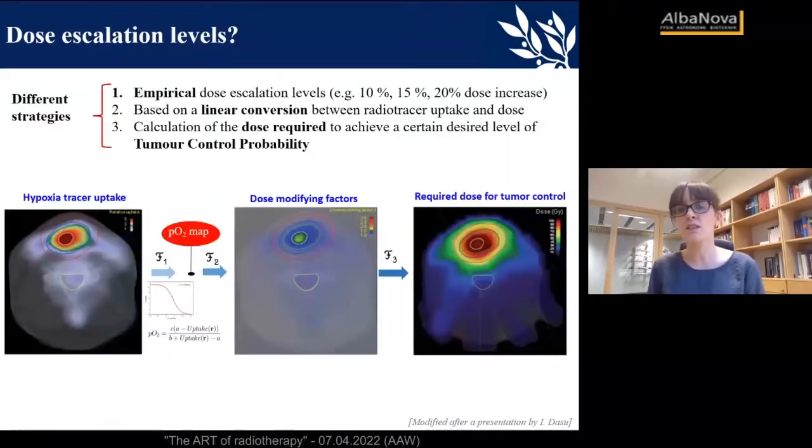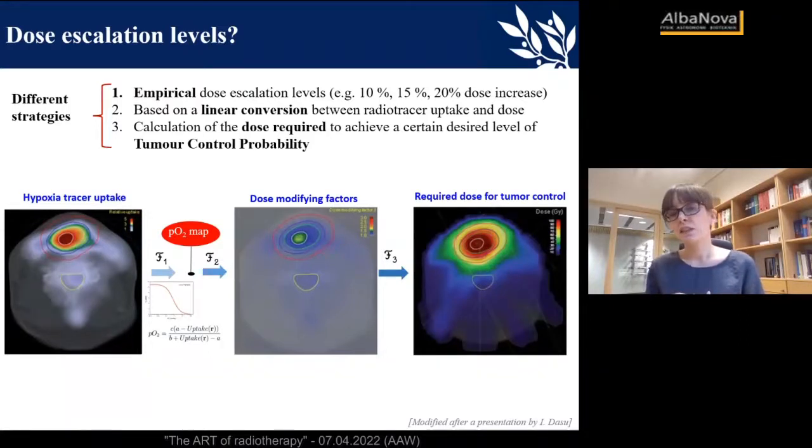Starting with the first one, which is dose escalation. To which level should the dose be increased if we want to counteract the radiation resistance of the tumor in certain tumor subvolumes? Now, different strategies have been proposed in the literature, and I have listed three main ones here. The first one is only empirically based. People have been proposing that the dose in the hypoxic compartment of the tumor should be escalated to a level of 10, 15, 20% more with respect to what would be normally administered to the tumor volume. This is only based on clinical experience, and it is an empirical guess.